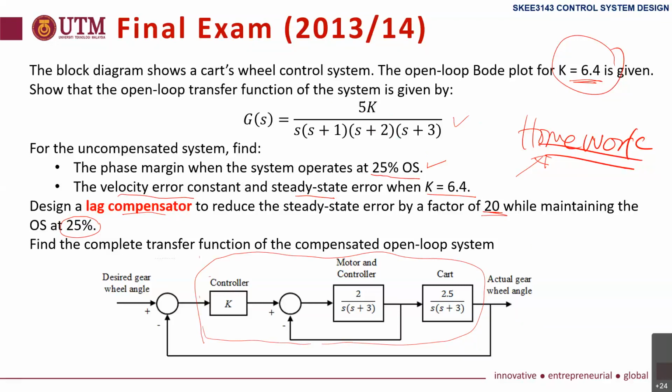For the uncompensated system, find the phase margin when the system operates at 25% overshoot. That is the first question. Secondly, find the static error constant, and also the steady state error when K is 6.4.